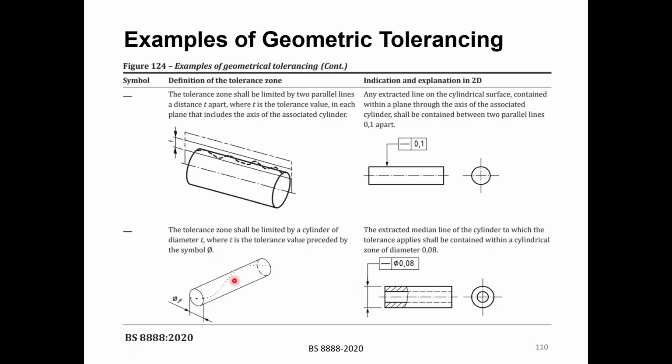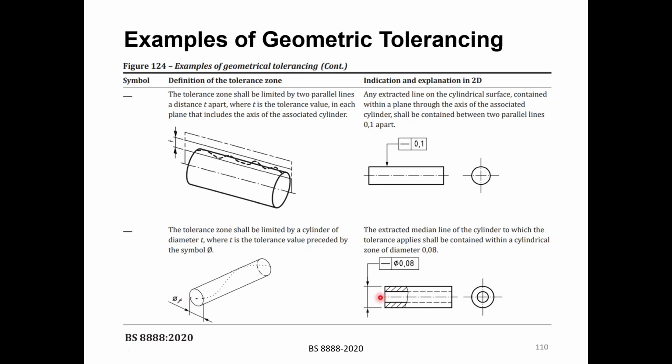So what does this mean? When you have this straightness of this median line, it should be within a cylinder of diameter 0.08. So the extracted median line of the real cylinder, to which the tolerance applies, shall be contained. So this line should be contained within this small cylinder with a tolerance phi t.